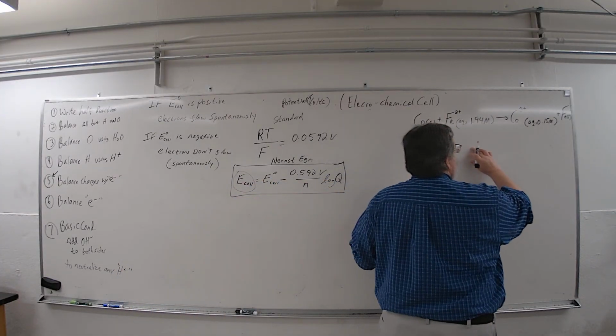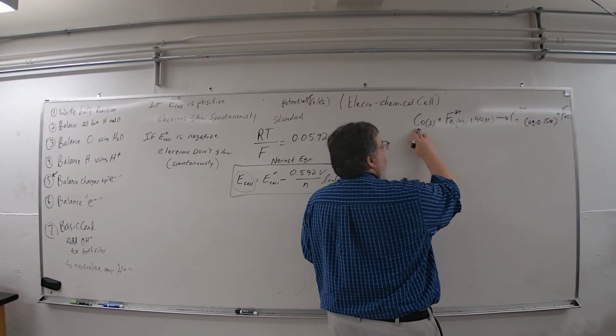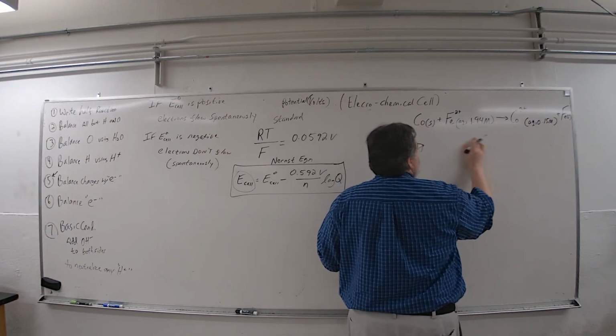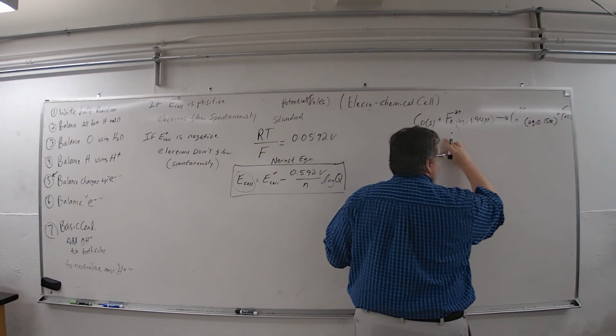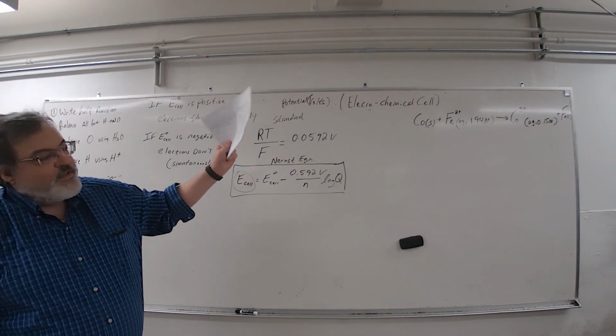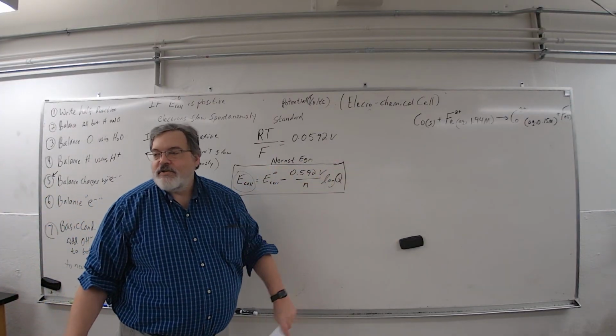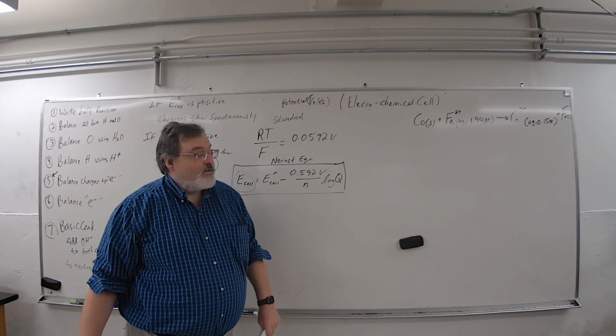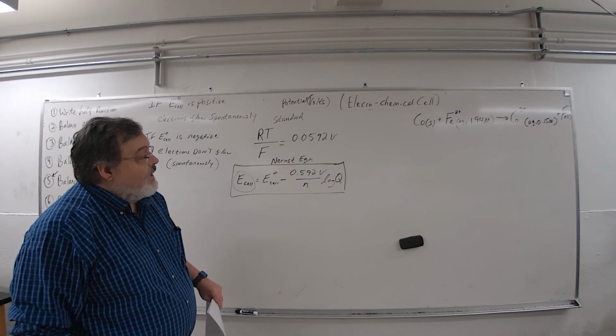This is +2, this is +2. So 2 electrons leave the cobalt, making it +2. Those 2 electrons go to the iron, making it neutral. We could draw this out in balance, but you're going to end up with 2 electrons here. You see that it's 2? So in this case, n is 2.